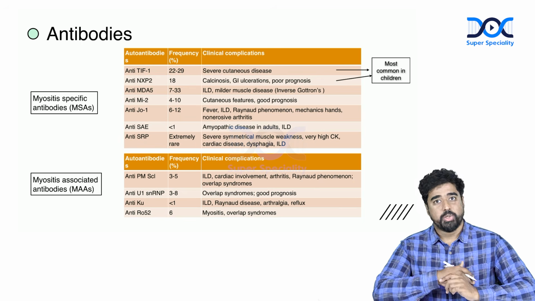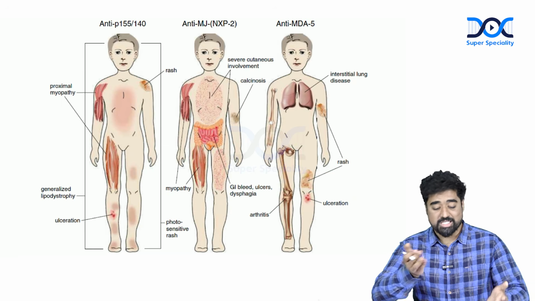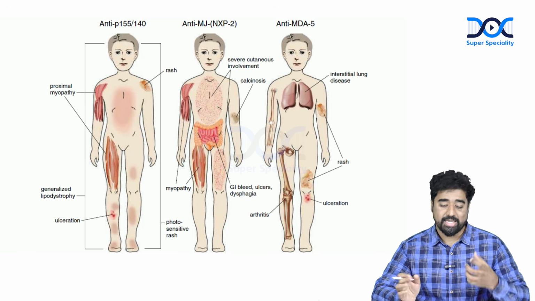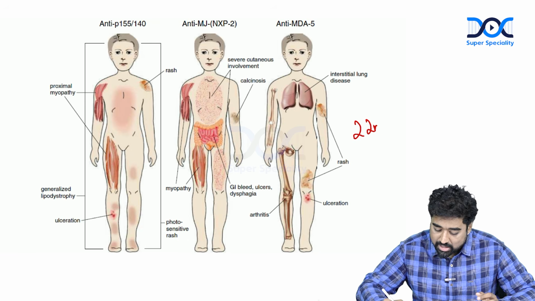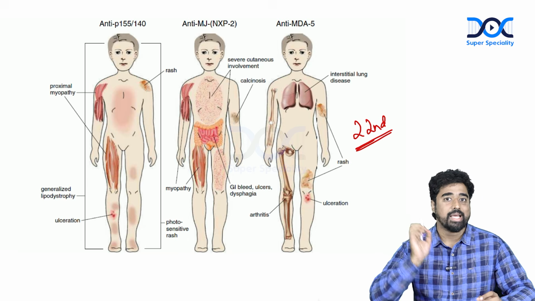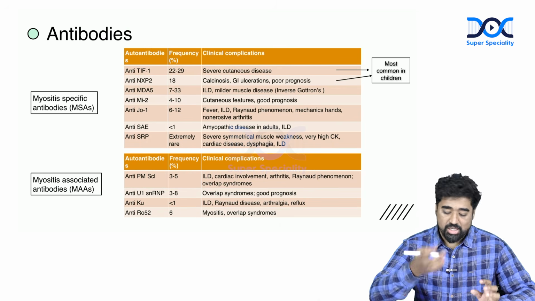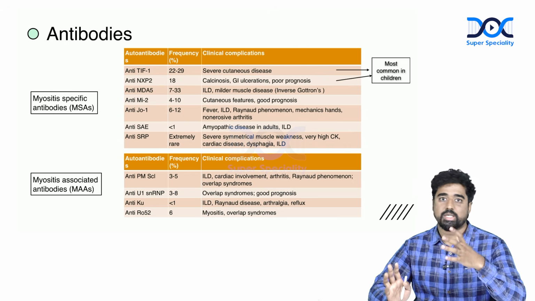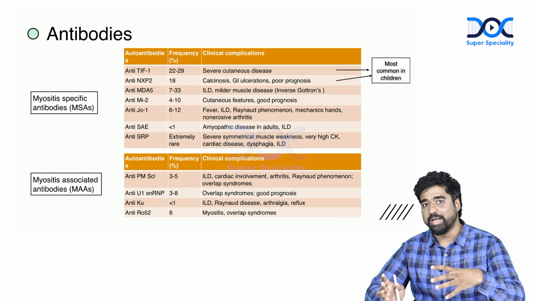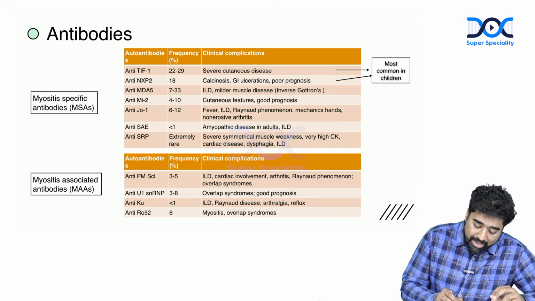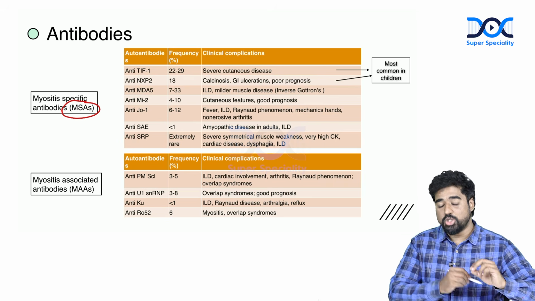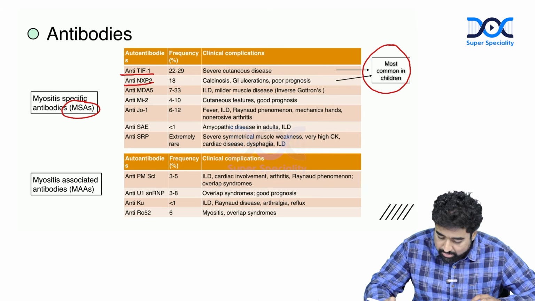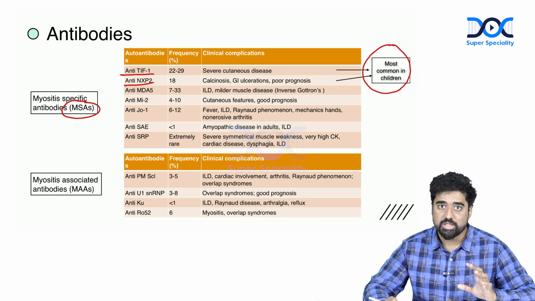Then we come to the antibodies. This image has also been given in your Nelson, in the 22nd edition, so it's very likely to be asked. This is the main table for myositis apart from the images. Myositis-specific antibodies: you have your TIF1 gamma and NXP2. These are the two antibodies which are the most common in children.